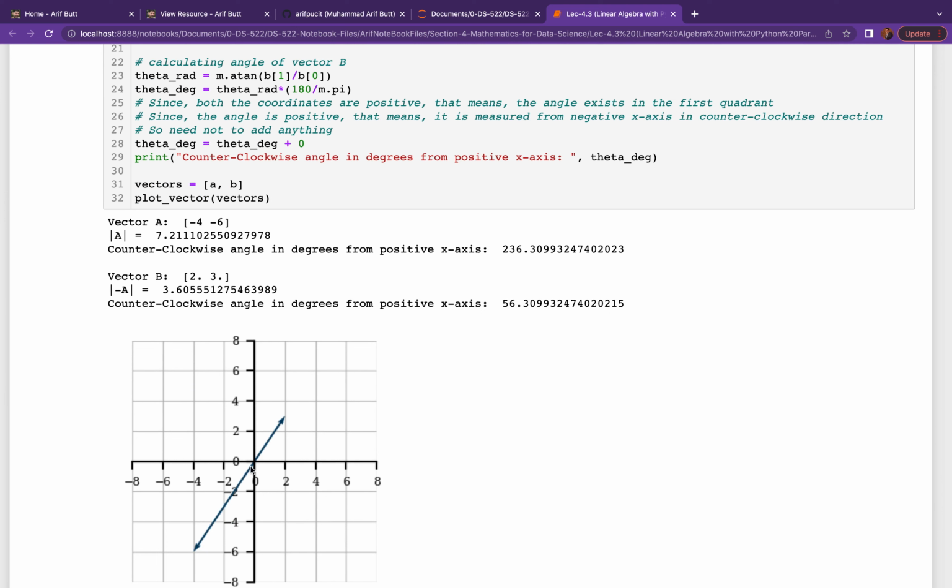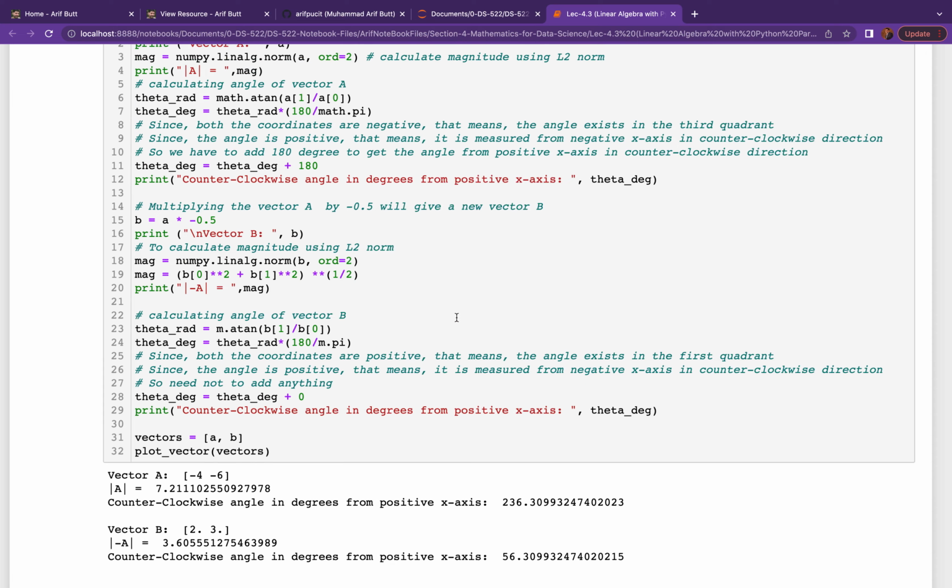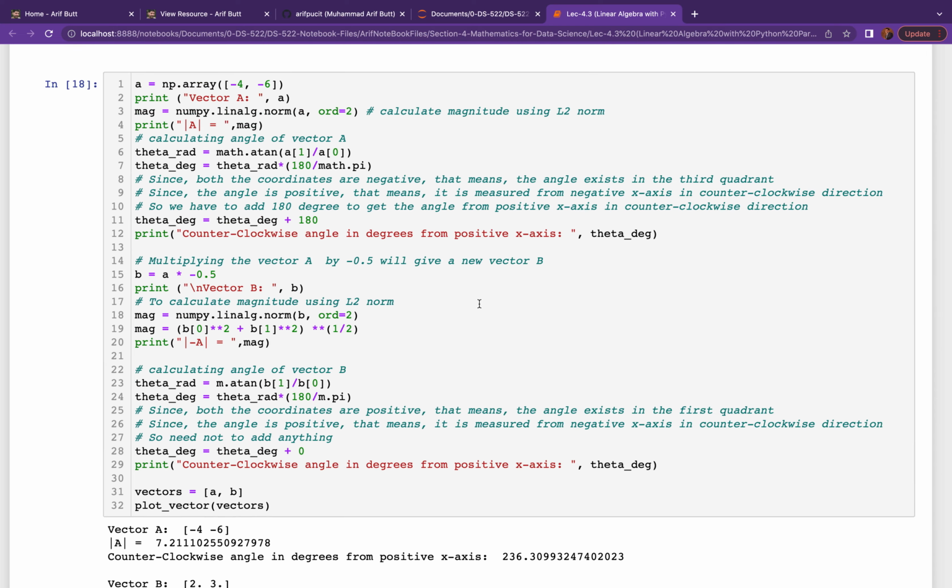So this is the original vector, and this is the vector in reverse direction. You see I have computed the magnitude of the vector as well, and of course the angle as well. So the code is very well commented, and if you are following this video from the very beginning, this will be a piece of cake for you.